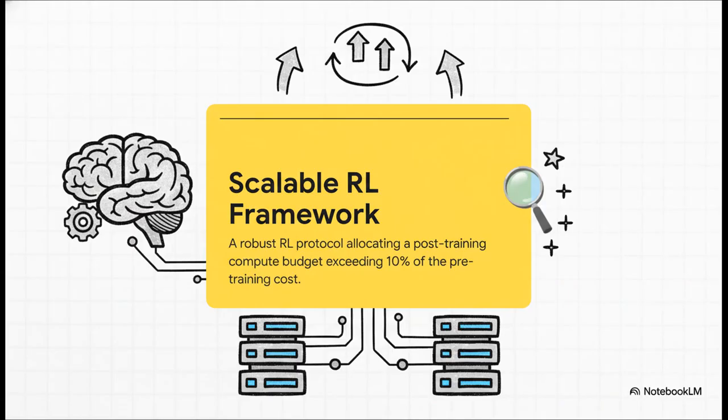All right, second breakthrough. To close that resource gap, they built what they call a scalable reinforcement learning framework. Now, what does that mean? It means they threw a massive amount of extra computing power at the model after it was already built. We're talking more than 10% of the original training cost. And this was all just to refine it and make it smarter.